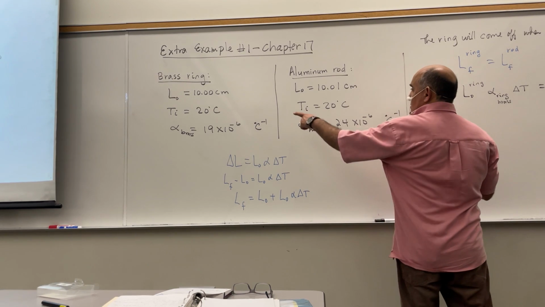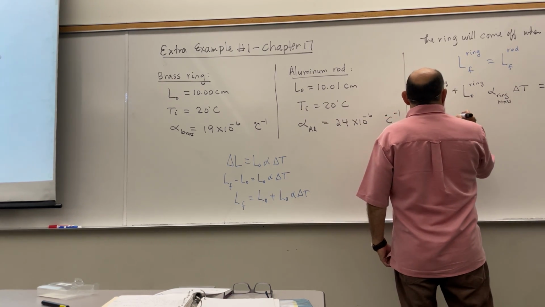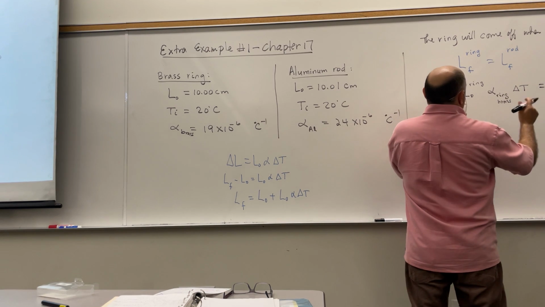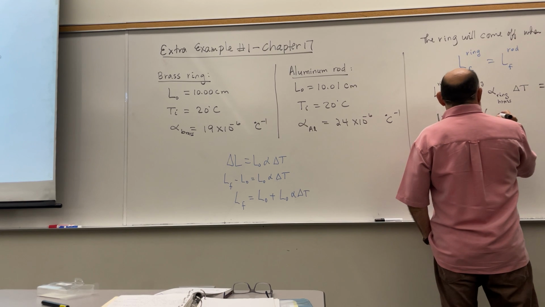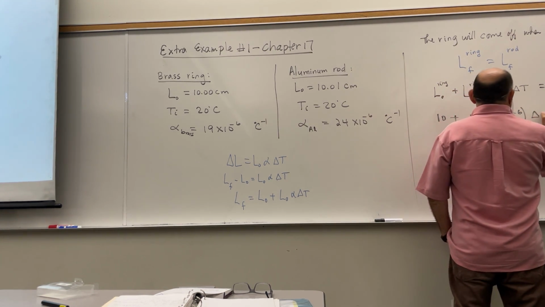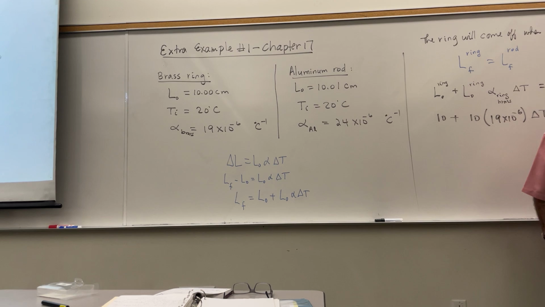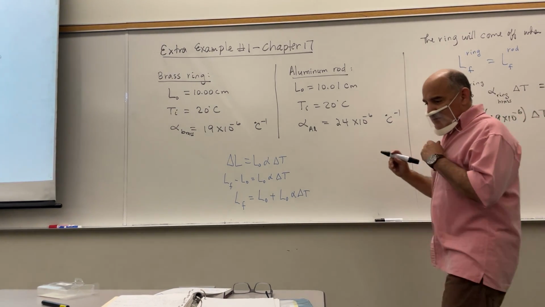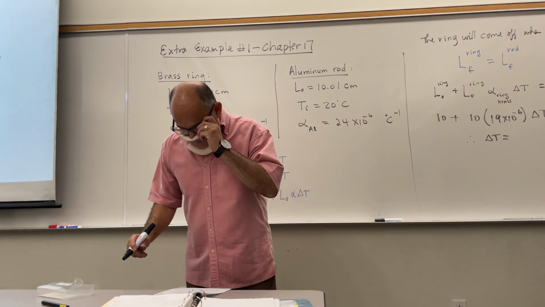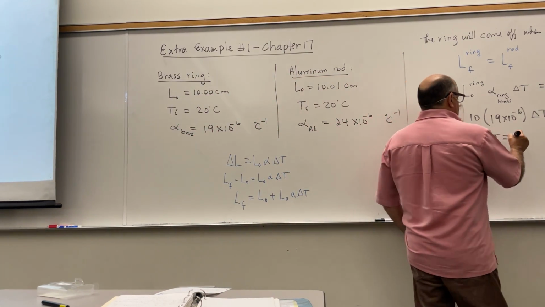I would put for the ring, L naught is 10. I don't have to convert. Alpha for the ring is 19 times 10 to the minus 6. And a delta T, which I don't know. And for the rod, this is 10.01 plus 10.01. Alpha for the rod is 24 times 10 to the minus 6 times the delta T. So we only have to solve for delta T. And when I did that, I got, and you can double check me, minus 199 degrees Celsius.